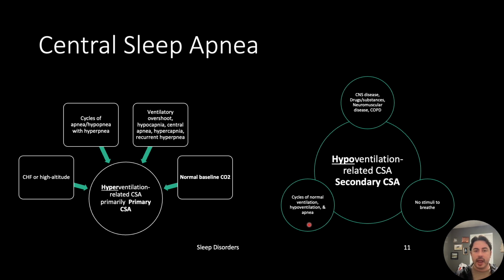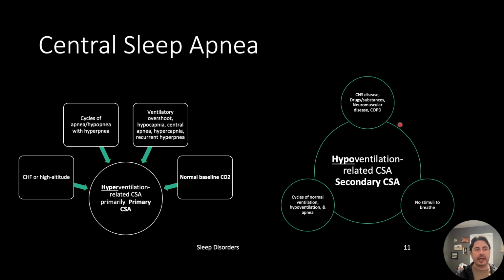like Guillain-Barré or myasthenia gravis that will impair gas exchange. When we look at these patients, they typically have cycles of normal ventilation, hypoventilation, and apnea. So again, the type 2 or the secondary CSA is way more related with hypoventilation, whereas the type 1 or the primary central sleep apnea is associated with hyperventilation. These patients here, they have no desire to breathe. They're trying not to breathe.